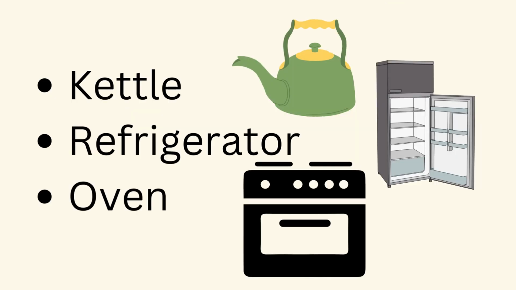Okay, now let's move over to the next set of words. Our first word is kettle. A kettle is a device used to boil or heat up water. Here is an example of a sentence where we use the word kettle, which is please boil the water in a kettle so that I can make tea.